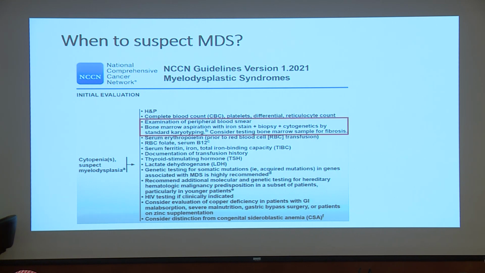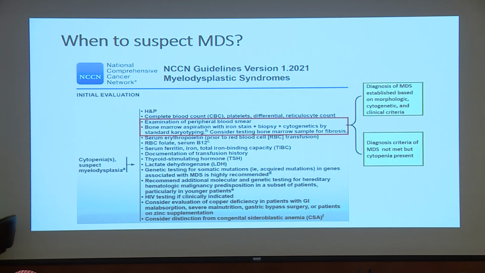And eventually you have two end results for this. Either you can establish the diagnosis of MDS based on the morphology and cytogenetics, along with the clinical criteria, or the diagnosis will not be reached because the criteria are not met, but still the patient has cytopenia. At this point, genetic testing might help and push the pathologist and the physician to make a diagnosis of MDS.